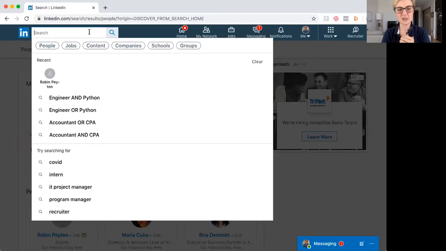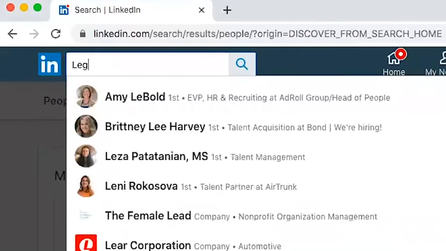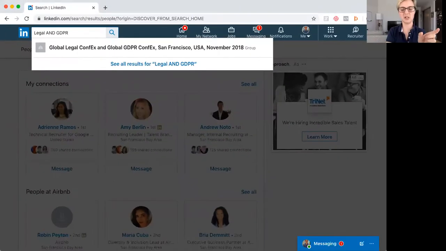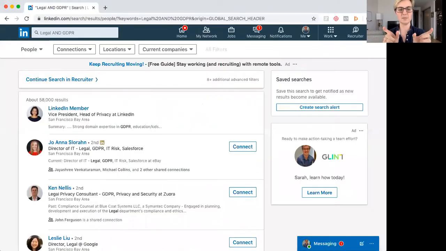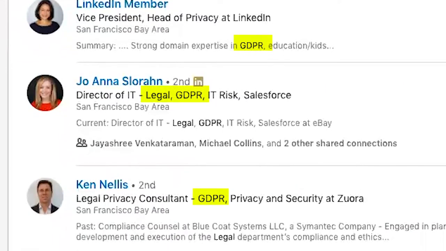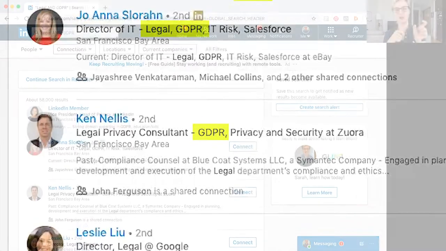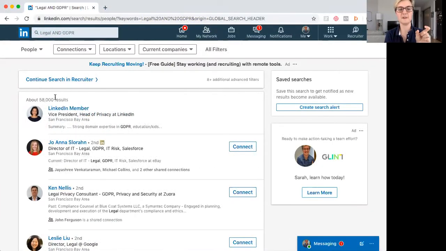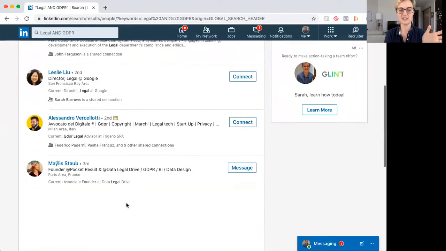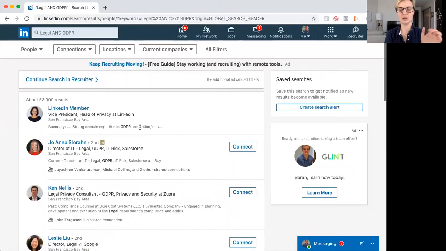So some things that you can do is, for example, you're looking for particularly people with GDPR experience. So you could go legal AND GDPR. This search here is going to pull up LinkedIn profiles that anywhere in their profile have the word legal and also the letters GDPR. And as you can see here, we have 58,000 results. In my network, it's mostly second and third degree connections, and you'll also prioritize your first degree connections as well.